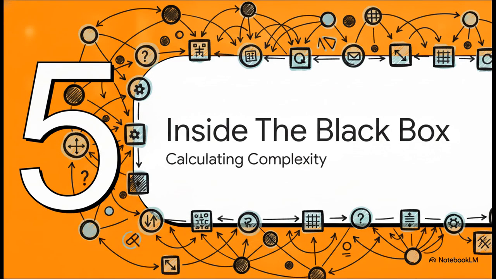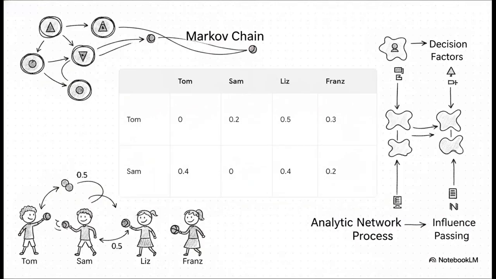Section 5. Inside the black box. Okay, so how does the ANP framework actually calculate this incredibly complex, intertwined web of choices without just breaking down? Well, it relies on something called a Markov chain. A Markov chain mathematically models random transitions from one state to another without any memory of the past.